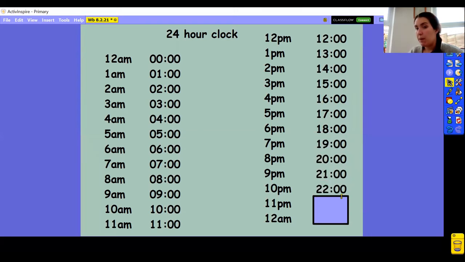There we go. 10 p.m. being 22, 11 being 23. And then finally, 12 a.m., it resets back to that 0000. And it starts all over again. So whenever you see a time and it's more than 12, it's got to be a PM time.